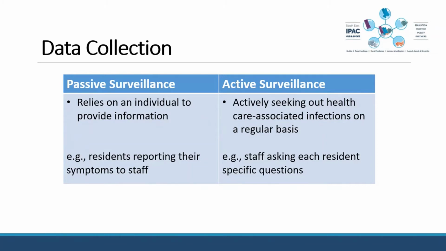Passive surveillance involves reliance on the staff to provide the infection information to the ICP or the lead. So the resident care staff would report infections or suspect infections to the ICP or lead, and this would require the least amount of ICP time and resources, but it is a less sensitive system.